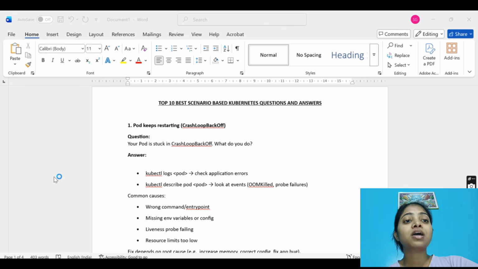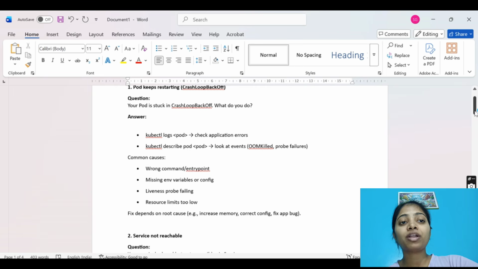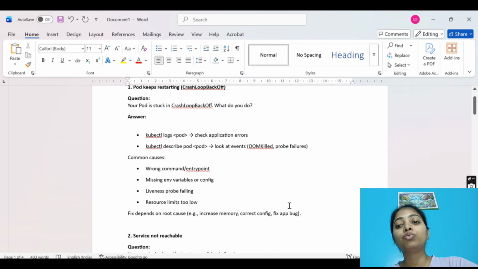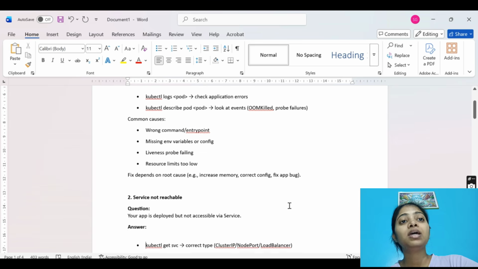And the answer is, the debugging steps are, first of all we need to check the application errors by doing kubectl logs. Then we should look at the events for OOMKilled or probe failures. Mostly the common causes for CrashLoopBackOff are wrong command or entry point, missing environment variable or config, liveness probe failing, or resource limit too low. So the fix will depend on the root cause. Basically CrashLoopBackOff is an error when the pod is trying to restart again and again, it is going into error. That's why it is in a loop.